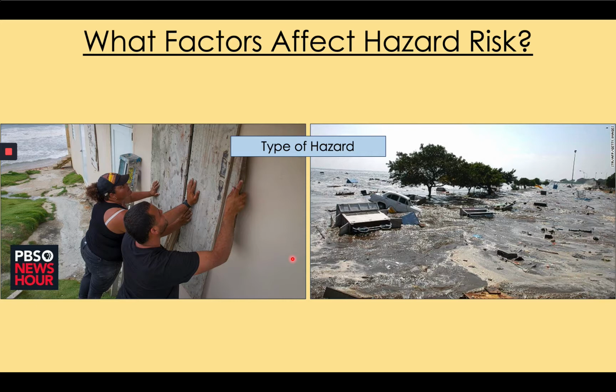Earthquakes, in contrast to hurricanes, are the least predictable hazard. They can occur at any time. We have very little warning, and so we find it difficult to prepare. And so the type of hazard is another important factor.